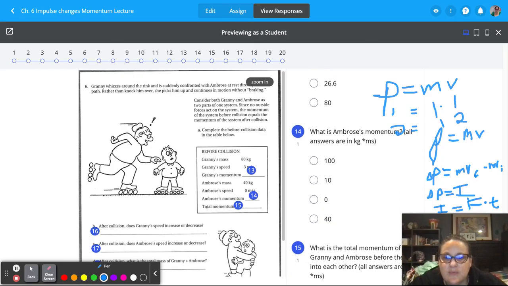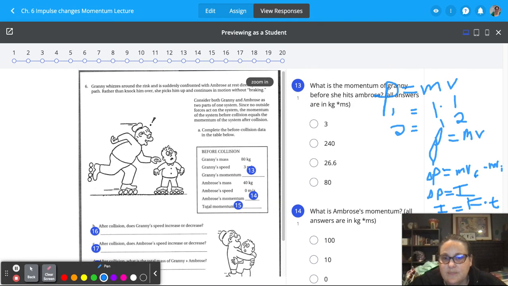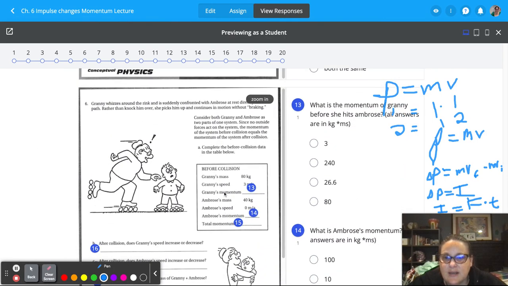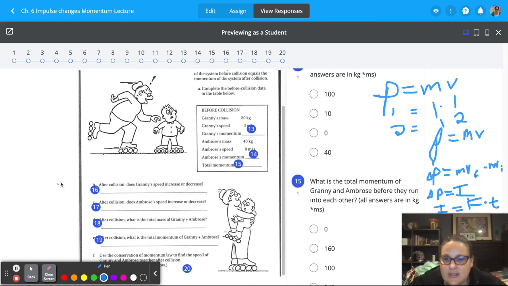The next page, you are testing the conservation of momentum. So you're given a certain amount of data here, and then you're asked to fill in the missing pieces. And so the first thing is that Granny's mass is 80 kilograms and her speed is 3 meters per second, which means that her momentum would be mass times speed. And then Ambrose's mass is 40 and his speed is 0, so his momentum would be 0. The total momentum would be Granny's momentum plus Ambrose's momentum. So that would be the system. Then she picks him up instead of crashing into him.